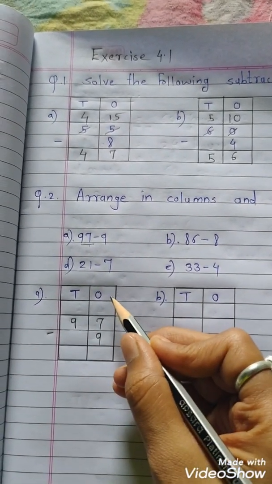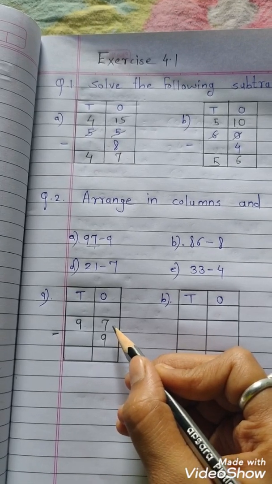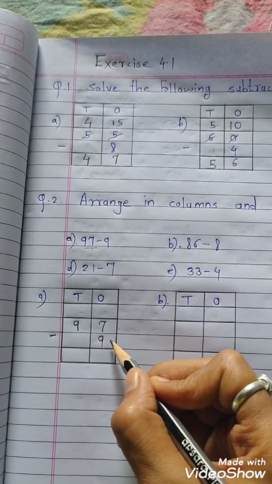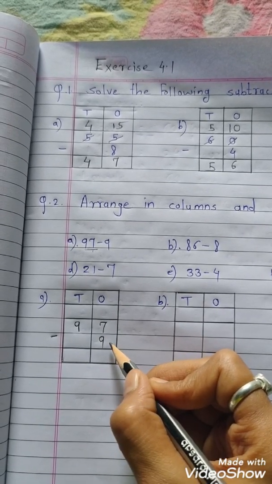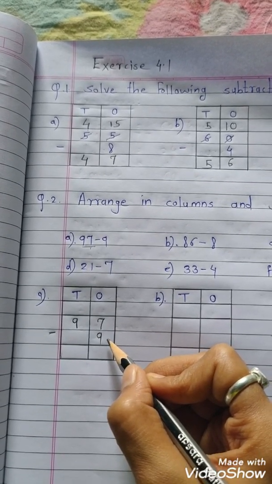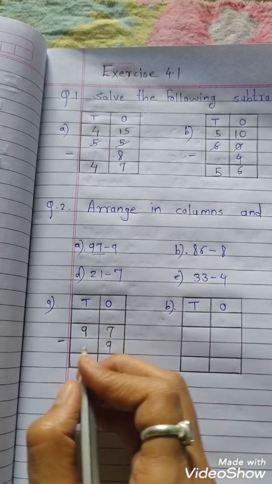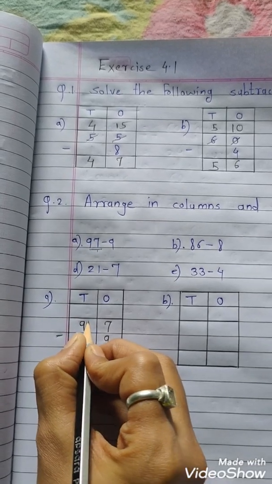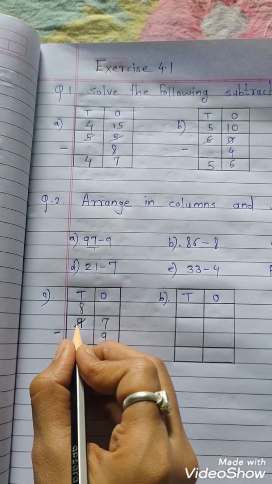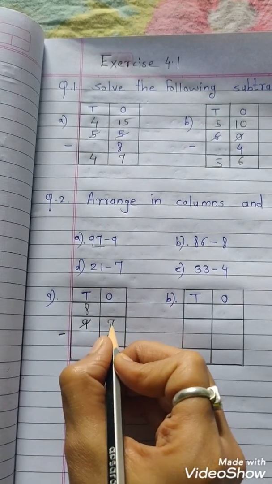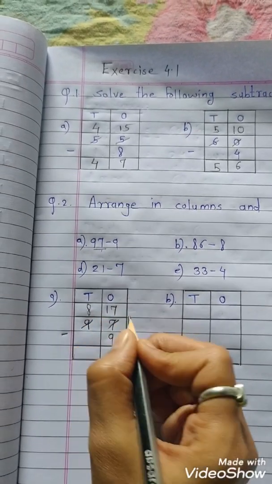Now starting from the ones column, 7 minus 9. First we have to check that the first number is bigger than the second. Is 7 bigger than 9? No. So what we will do, we will take a borrow from its next. Now 9 is there. 9 can give us 1. Yes. So how many will remain here? That is 8, as it is giving us 1. So 10 plus 7 becomes 17.